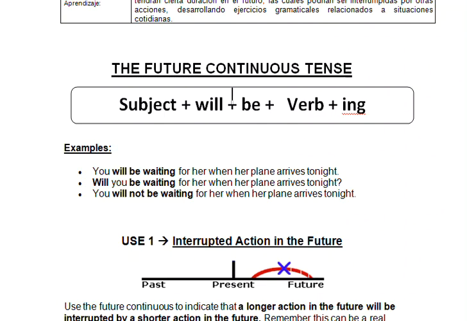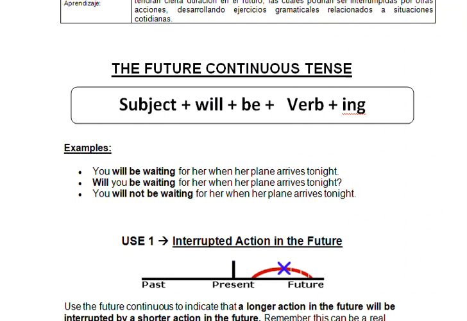Okay? In this case, you create the positive sentence just like this structure, and you need to add the word not to create the negative sentence. Remember that the negative word not is always added after the auxiliary verb. La palabra negativa not, que nosotros usamos en inglés, siempre se añade después del verbo auxiliar. And in this case, the auxiliary verb is the verb will.